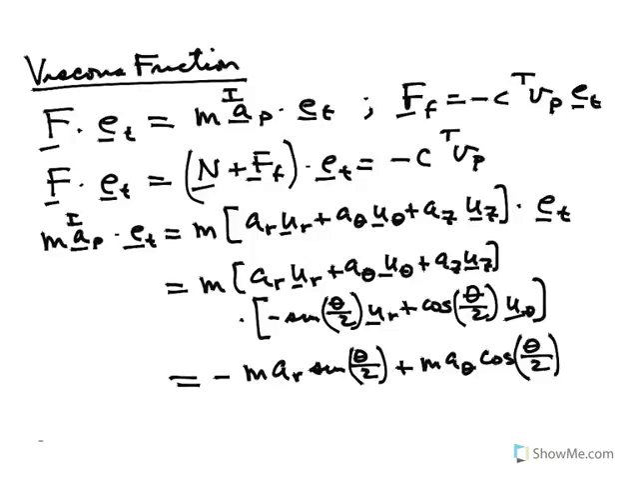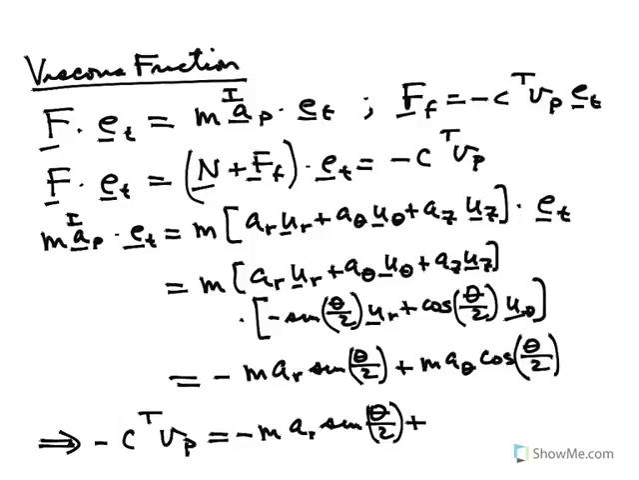So this gives me that minus c times the speed relative to the track is equal to minus m times the acceleration, the component in the ur direction, times the sine of theta over 2, plus m times the acceleration in the u theta component times cosine of theta over 2, where ar and a theta are as I defined them earlier. Now let's do the case for Coulomb friction.